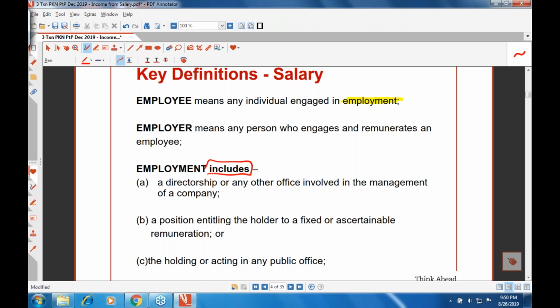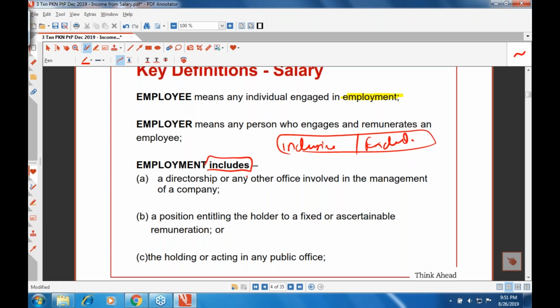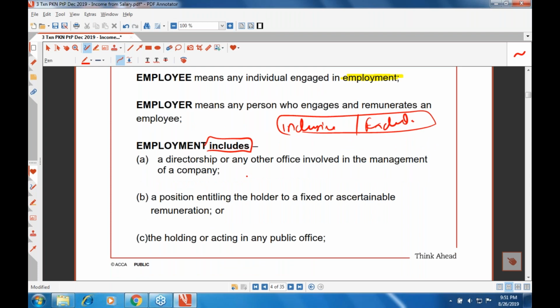Now, whenever we talk about the law, there are actually two types of definition. One of them is called inclusive definition and the other is called exclusive definition. What do you mean by inclusive definition? It says employment includes. So this is an inclusive definition. This inclusive definition means that whatever the dictionary says employment means, employment under the tax law also has that meaning, and it also includes these three things. So whatever the meaning of employment as per the dictionary, that meaning prevails, but in addition to this, the following is also included in the employment definition.